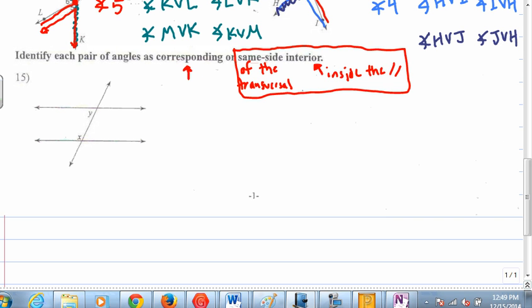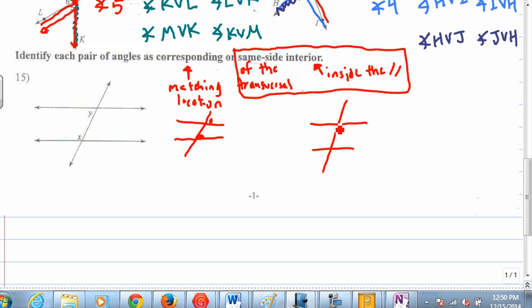Corresponding means matching location. So by matching location, I mean if you have top right would match that. By same side interior, same side of the transversal inside the parallel lines. So for problem 15, which one do we have? Corresponding or same side interior? Same side interior.